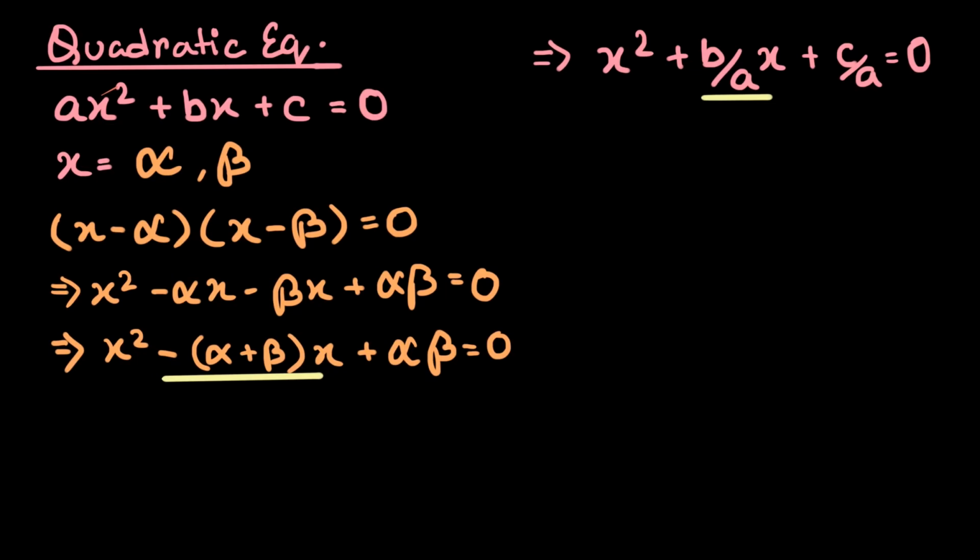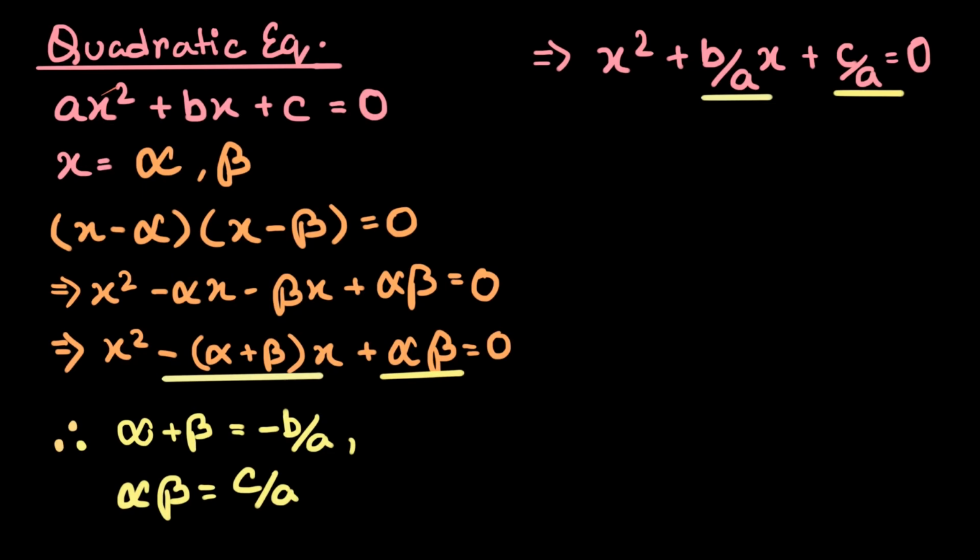Here, after comparing the values, we have alpha plus beta equals minus b by a, which means the summation of the roots, alpha plus beta, is equal to minus b by a. We also have alpha into beta equals c by a. Therefore, c by a represents the product of the two roots. This knowledge may look simple, but this will simplify a lot of equations and calculations in future.